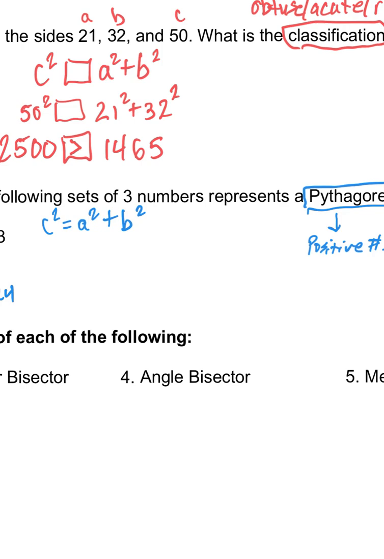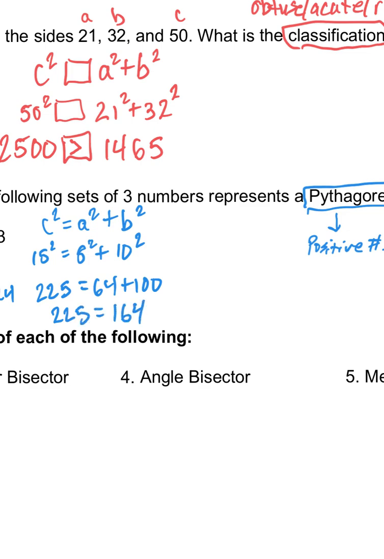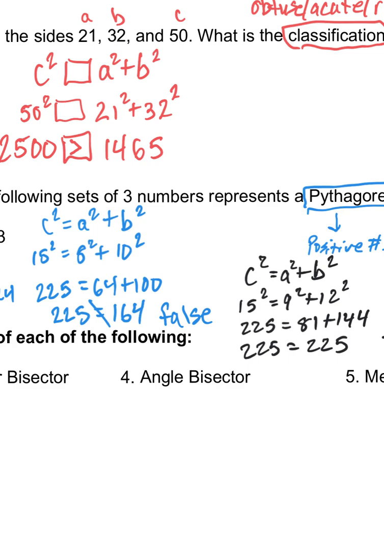If I use answer choice B, this would be my C. I can call this my A, and this my B. We're going to have 15 squared equals 8 squared plus 10 squared. This is going to be 225 equals 64 plus 100, which evaluates to 225 equals 164. Well, we know that 225 does not equal 164. This is false. Therefore, B is not the right answer, and we're only left with one answer, and that answer is C. If you plug C into the Pythagorean theorem, it does indeed work. So C would be the correct answer here.